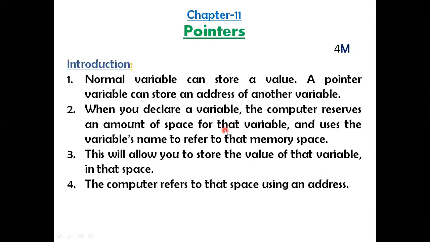See why it is allocating space? In order to store the value which is given by the user. Suppose if we input so and so value, that value must be stored in so and so space. For that purpose, it is going to allocate some space in the computer memory. The computer reserves an amount of space for that variable. For a variable 2 bytes, irrespective of the value, which may be a single digit or double digit or triple digit. Then it uses the variable's name to refer to that memory space.